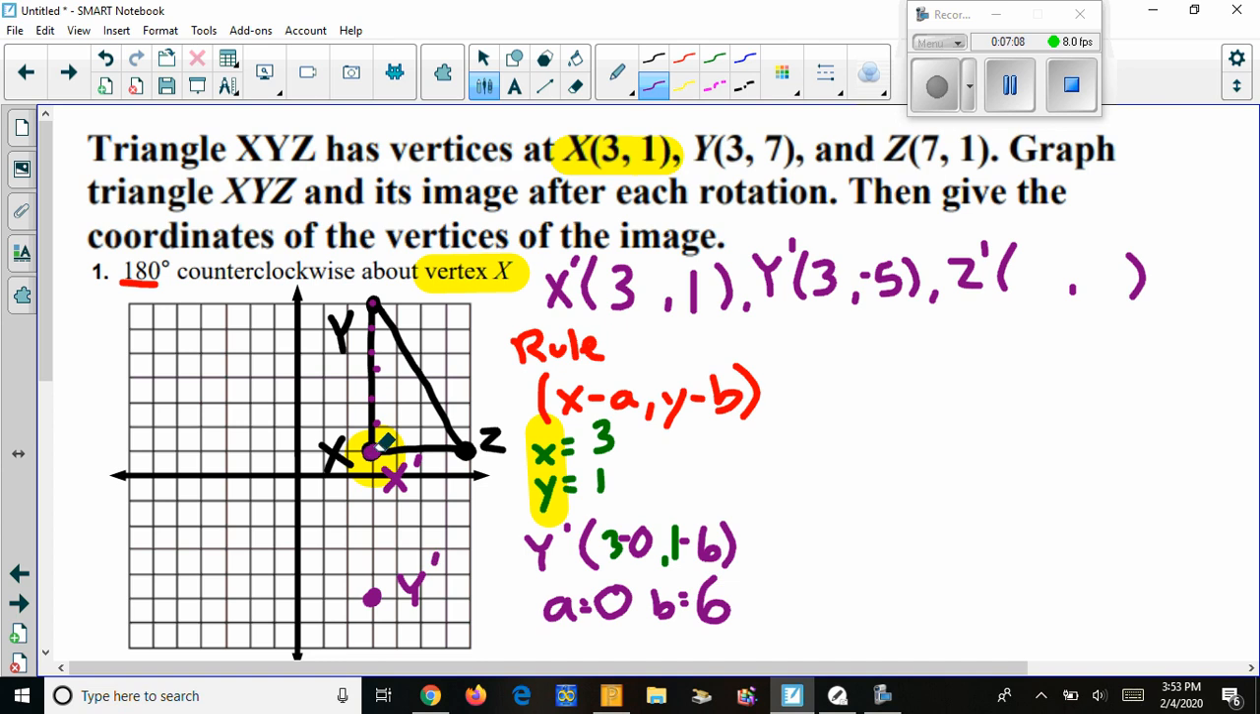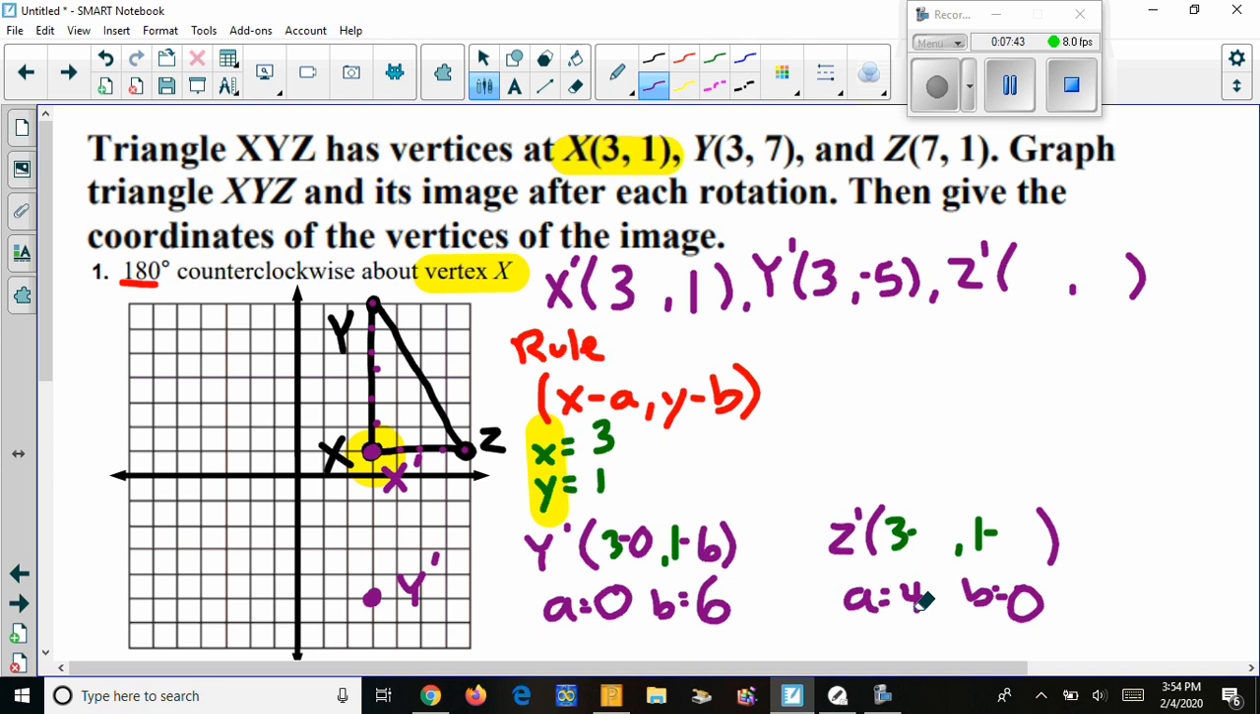Let's talk about Z prime. We're going to start off with the same idea. I'm going to start with the 3 and the 1, and I need to figure out what it is I am subtracting from each of them. So A, the horizontal, and B, the vertical distances. For Z, I do not have a vertical distance, so that's 0 for B. And A is 1, 2, 3, 4.